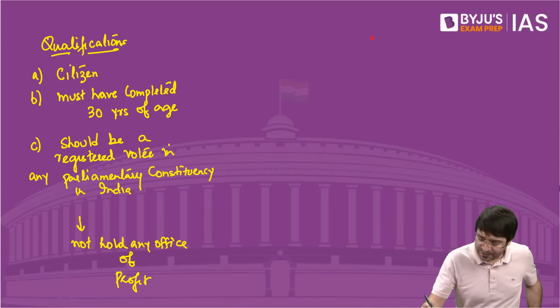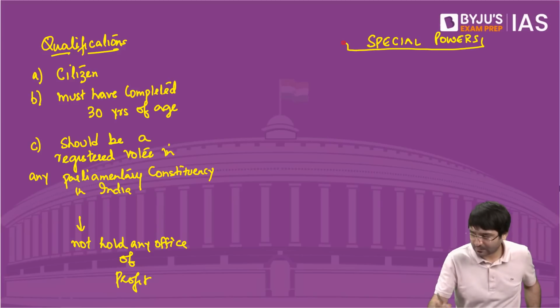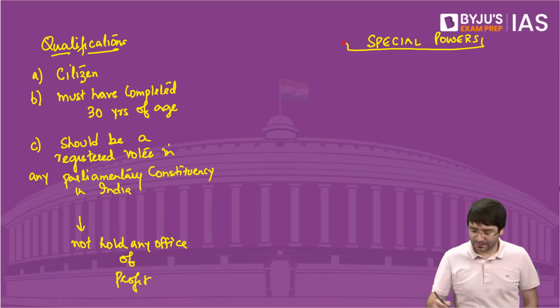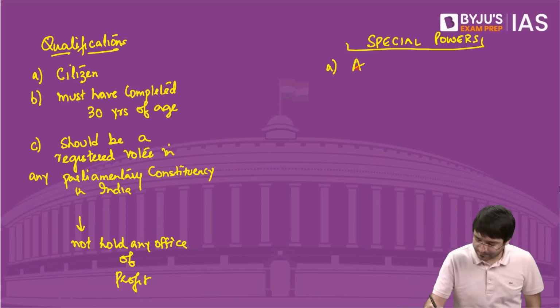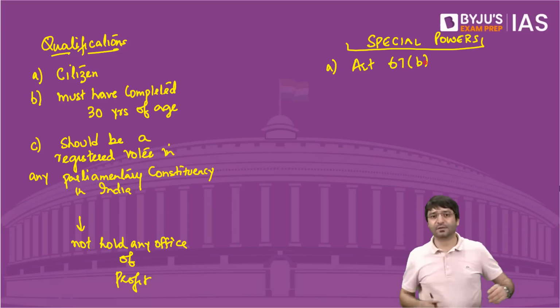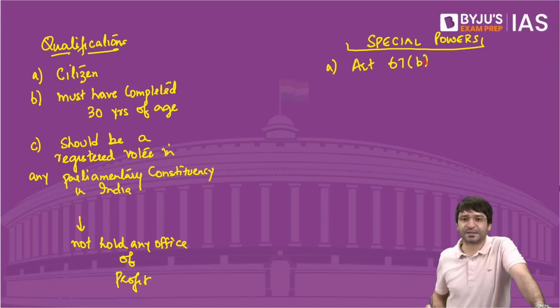Then we say Rajya Sabha has some special powers. What are the special powers of Rajya Sabha? Number 1, Article 67, Clause B. Something that we discussed when we discussed the office of Vice President.